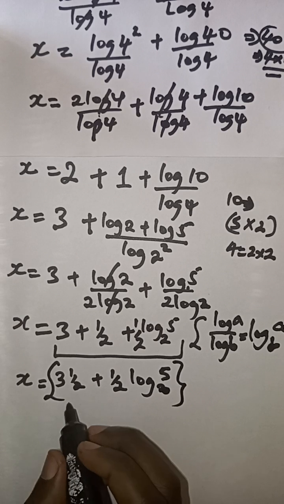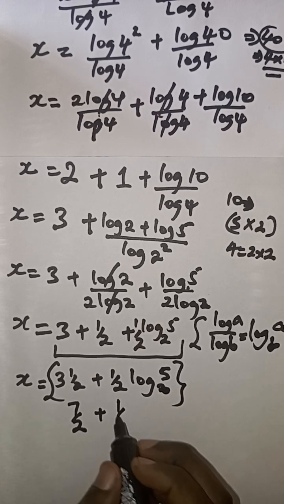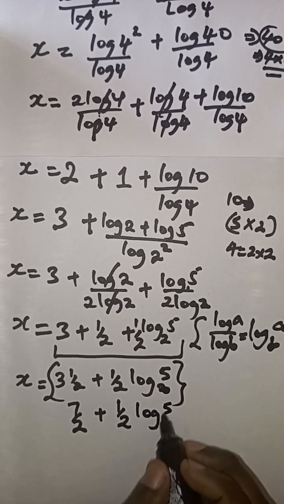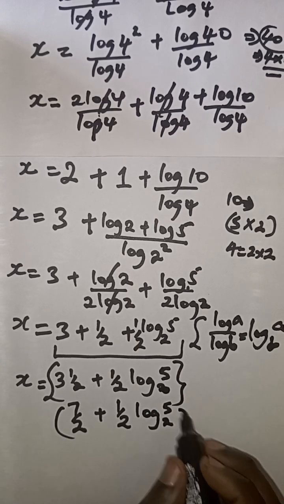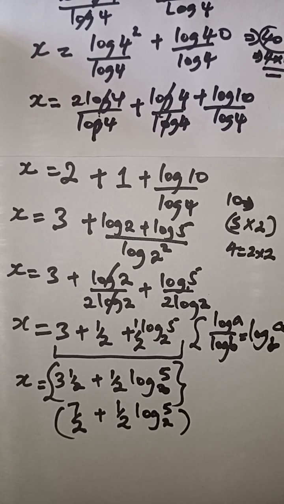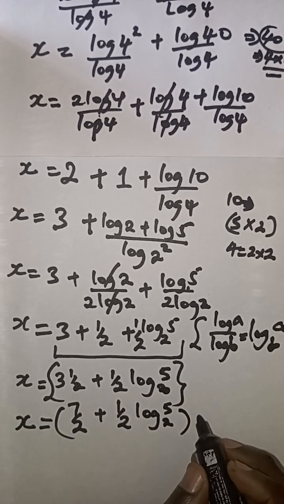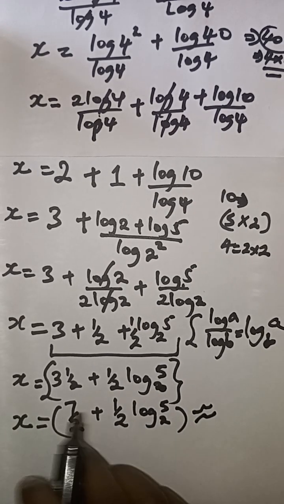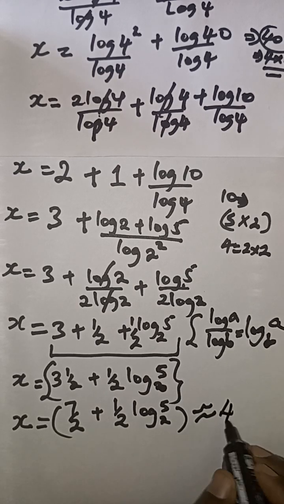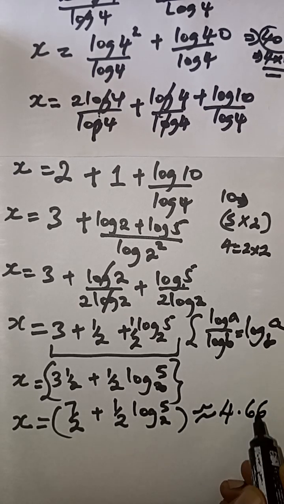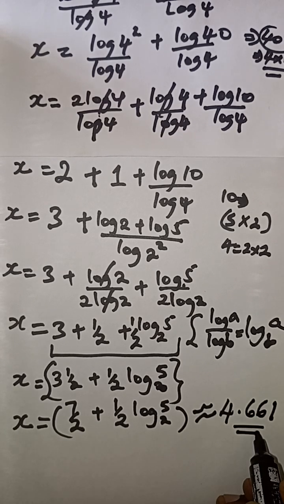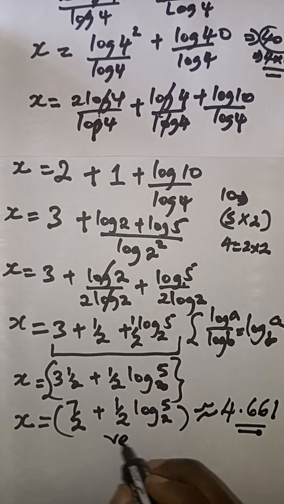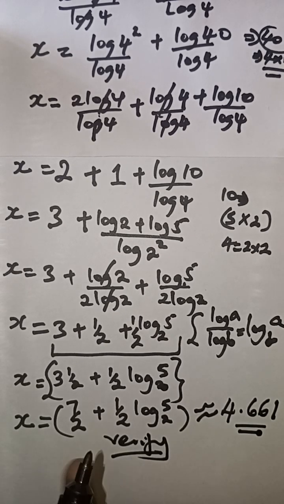which can be rewritten as 7/2 plus a half times the log of 5 base 2 as my final value of x, which when I compute in my scientific calculator is approximately equal to 4.661. So let us go ahead and verify if indeed the value of x is equal to 7/2 plus a half times the log of 5 base 2.